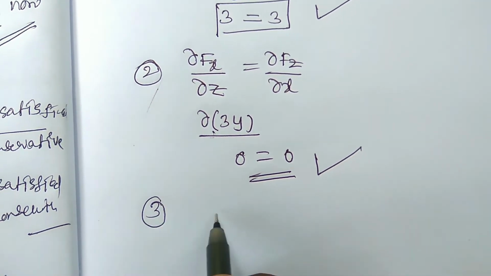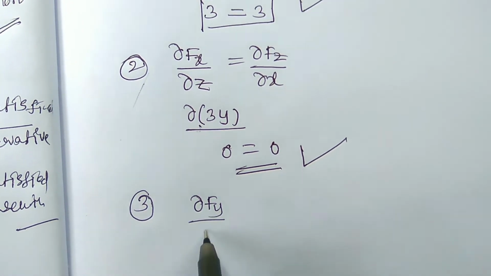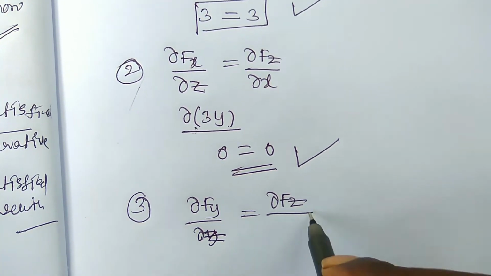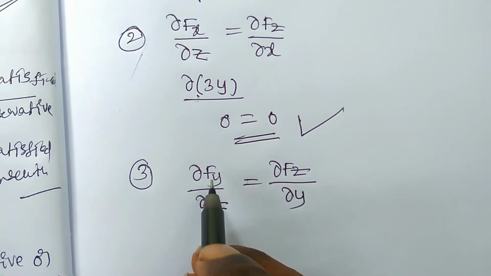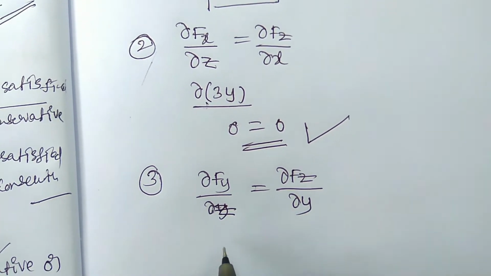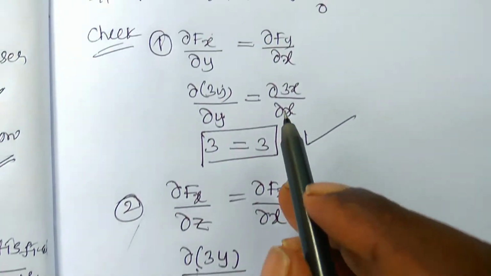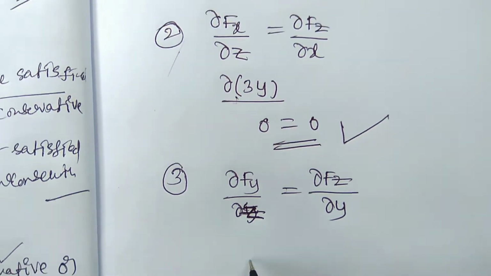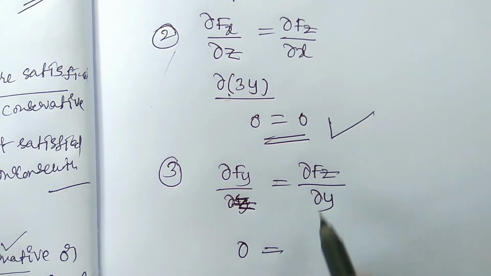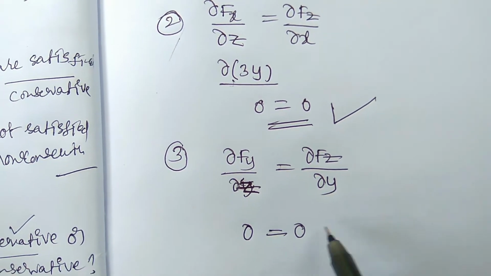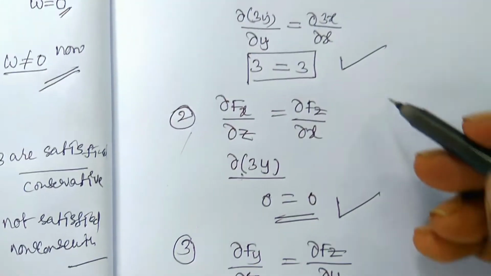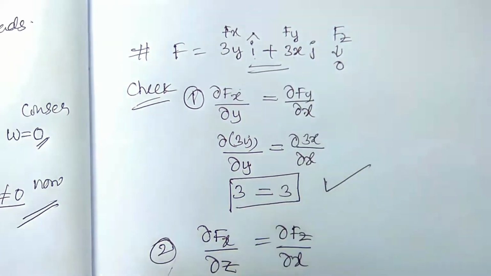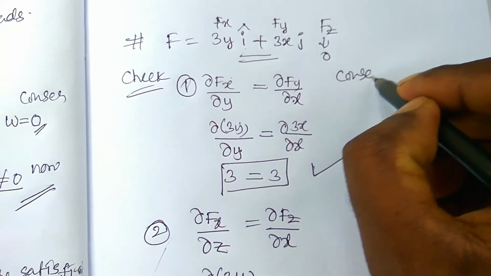And coming to condition 3, ∂Fy/∂z equals ∂Fz/∂y. Okay, what is Fy? Fy is nothing but 3x. So ∂(3x)/∂z, in the z axis there is 0, so it becomes 0. And also Fz is equal to 0, so it becomes 0. Right. So this is also LHS equal to RHS, it is also satisfied. So the three conditions are satisfied, hence we can say this is conservative. Right? Conservative.